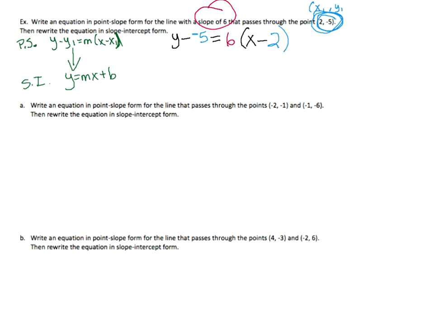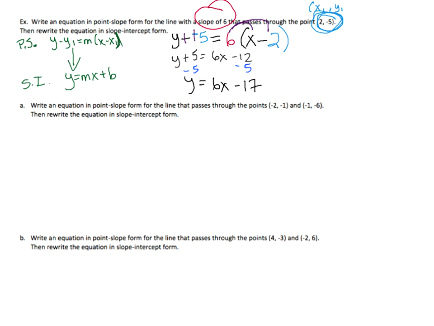Okay, so basically I just take this information and move it around until it looks like y equals mx plus b. So the first thing I'm going to point out is that this is really y plus 5, and then I'm going to distribute that 6 to the x and to the -2. And here's what I have. y plus 5 equals 6x minus 12. And now I want to subtract 5 from both sides. And I end up with y equals 6x minus 17.